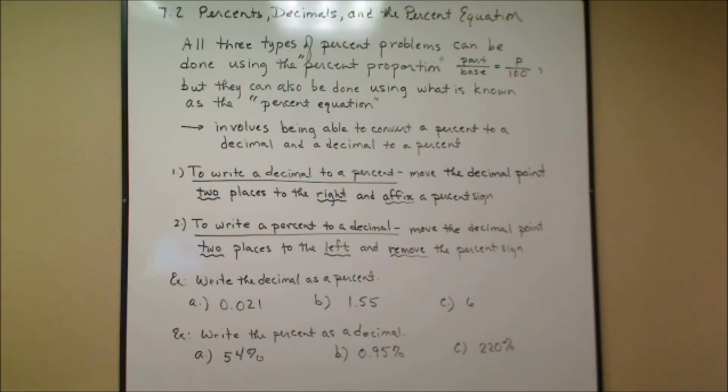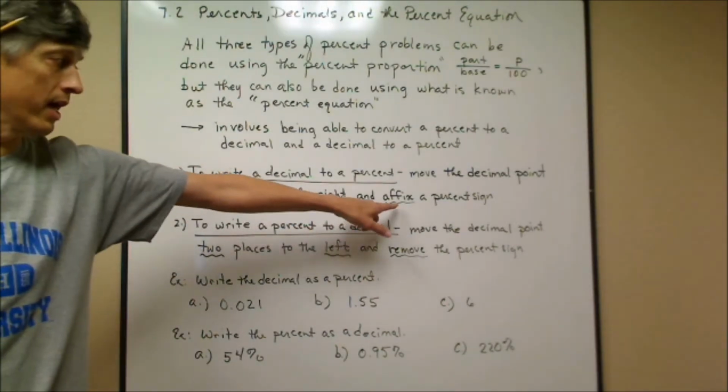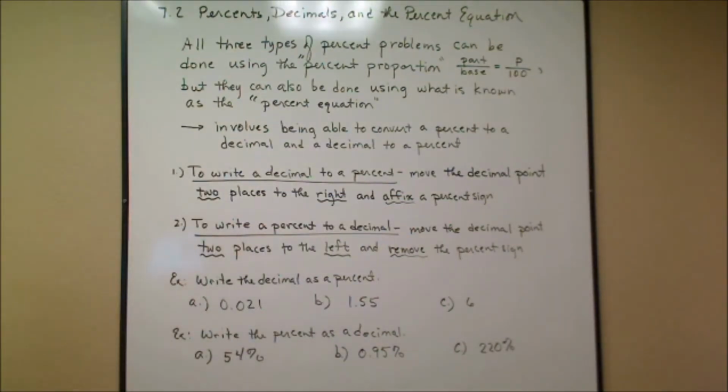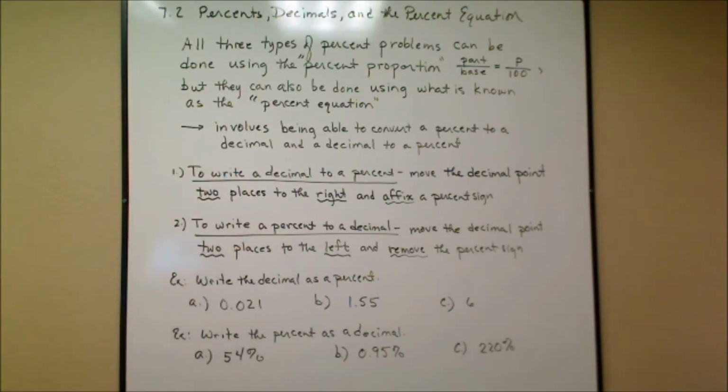Now, to change a decimal into a percent, you move the decimal point always 2 places to the right and add on, or affix, a percent sign. So to change a decimal into a percent, move the decimal point 2 places to the right and put on a percent sign. To change a percent into a decimal, just reverse this: you move the decimal point 2 places to the left and you drop, or remove, the percent sign. So I have some examples here. I'm going to kind of remind you here.